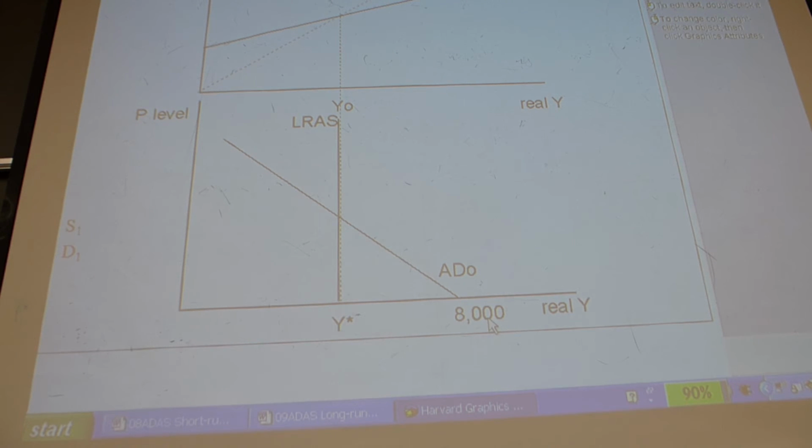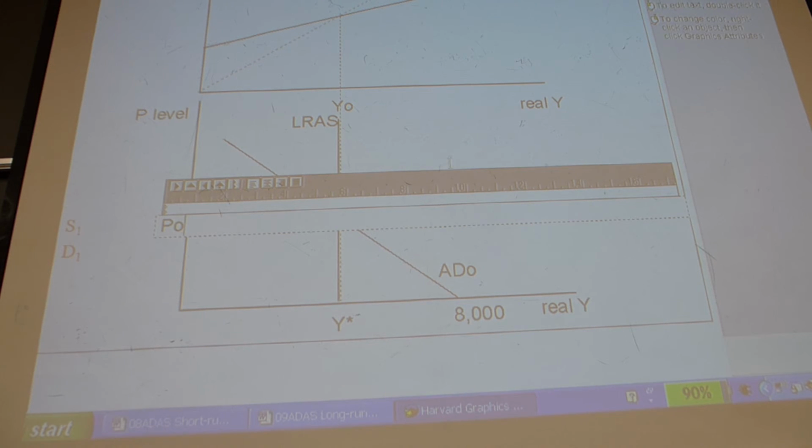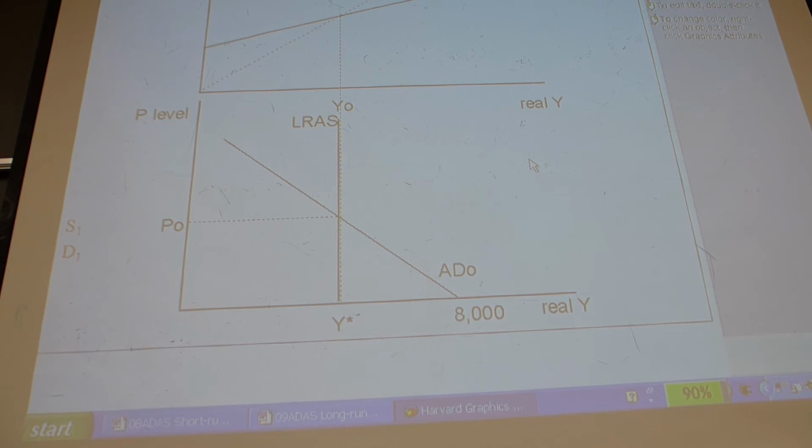So this number is 8,000, everybody? This number is 8,000. The price level then, whatever, we don't know what this price level here is. This is P0. We actually don't know right now what Y is. I'll tell you that in a minute. Just leave it for the moment. Okay, so let's just say we're here.